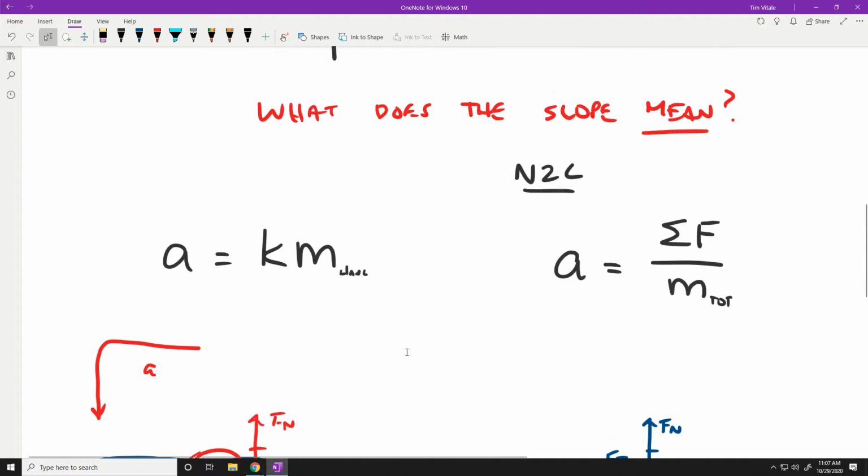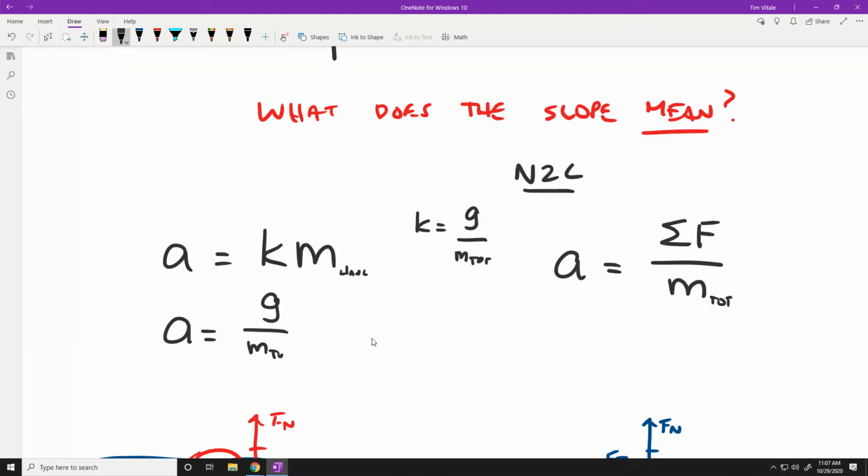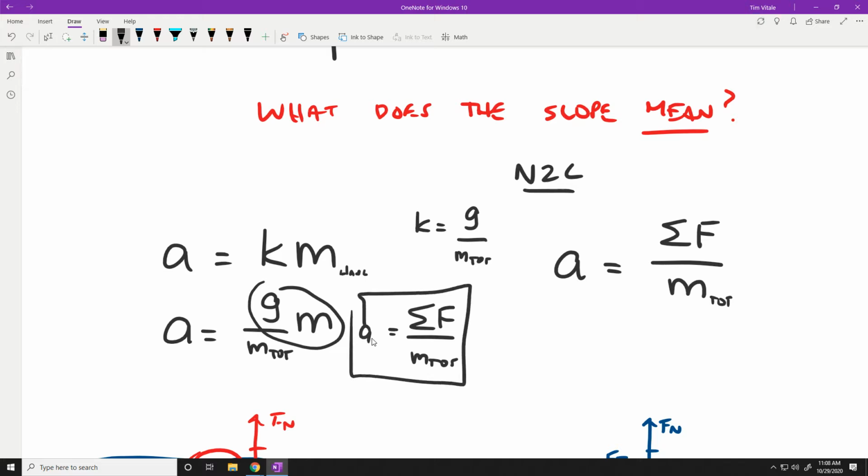So let's revisit these equations up here. Let me get rid of this real quick. So the net force is equal to mg. So if k is equal to g over the total mass, and I plug that in here, g over m total, times the hanging mass, this right here is the net force, and then this is m total, and what you're left with is this, which is this.